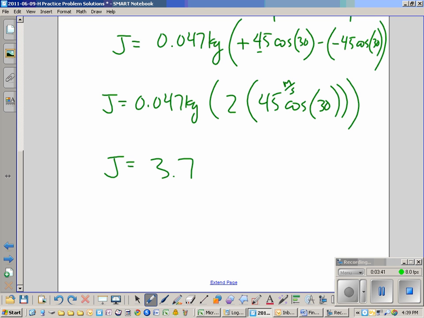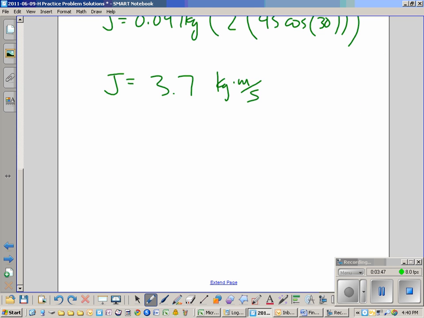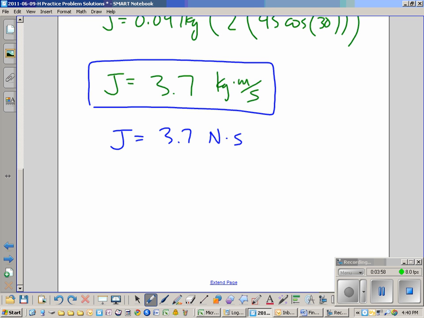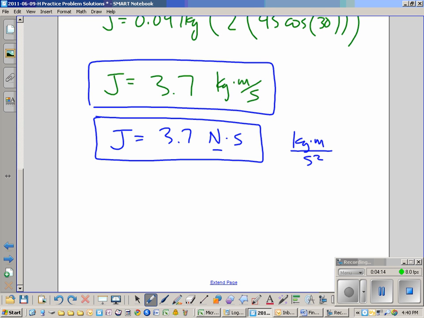This is 45 meters per second up here, so we get kilogram meters per second. There would be some purists who would say that impulse is given in Newton seconds. So we would say that J is equal to 3.7 Newton seconds. Either of these answers would be acceptable, because if we take newtons and break it up into kilogram meters per second squared, times seconds, we end up with kilogram meters per second. Full dimensional analysis.